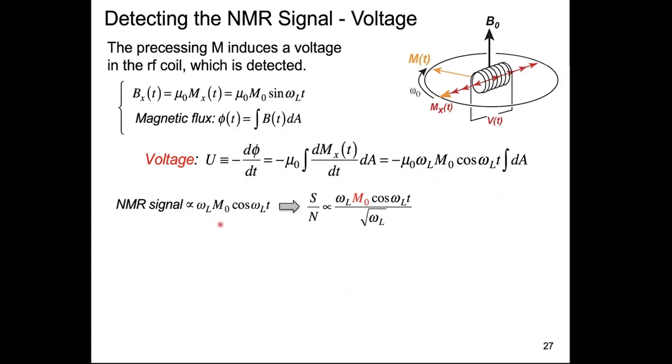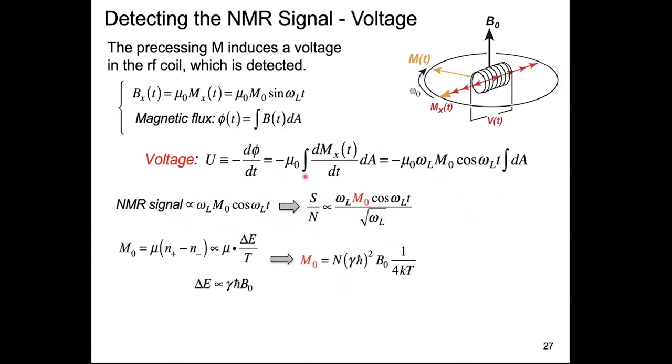So from these relationships, what we would like to consider is the strength of the NMR signal. The NMR signal is proportional to omega L, the Larmor frequency, and the equilibrium magnetization. The NMR signal to noise ratio is omega L times M0, divided by the square root of omega L, because there's a factor coming from the noise that's proportional to the square root of the Larmor frequency. So signal to noise then has these dependencies. Okay, these are proportionality constants.